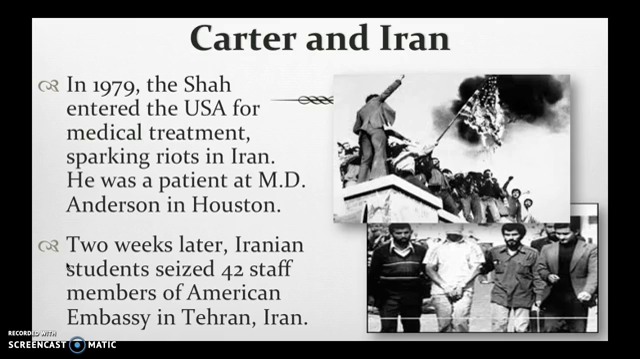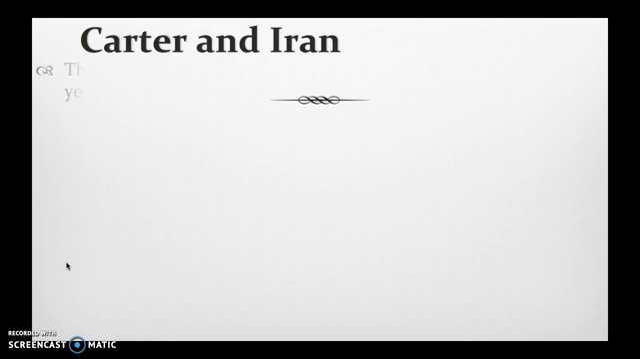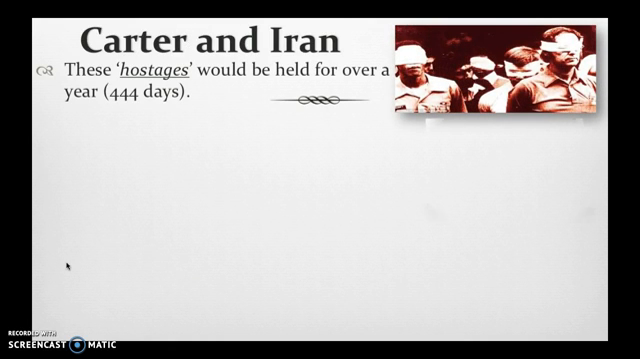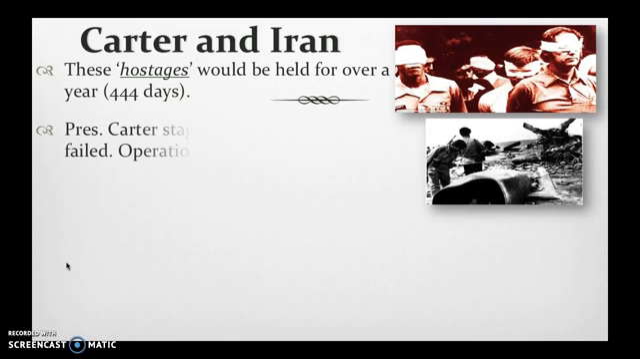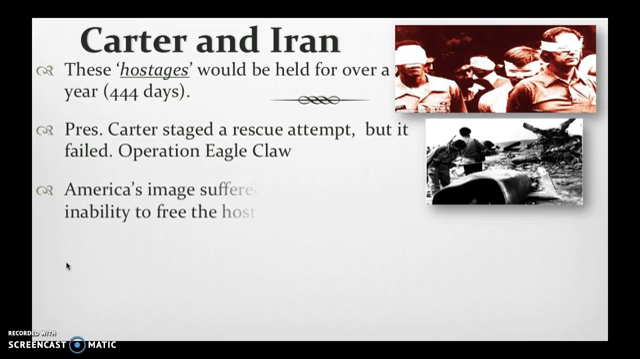2 weeks later, Iranian students seized 42 staff members of the American embassy in Tehran, Iran. Okay, these hostages would be held for over 444 days, over a year. President Carter staged a rescue attempt, but it failed. It was called Operation Eagle Claw.